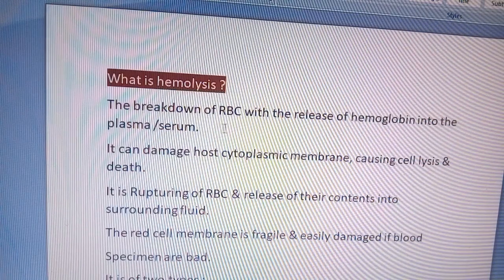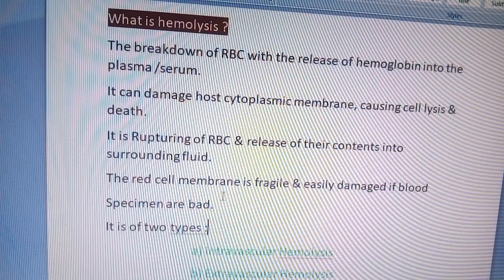It is the breakdown of RBC with the release of hemoglobin into the plasma or serum. It can damage the host cytoplasmic membrane, causing cell lysis and death. It is the rupturing of RBC and release of their contents into the surrounding fluid. The red cell membrane is fragile and easily damaged if blood specimens are bad.